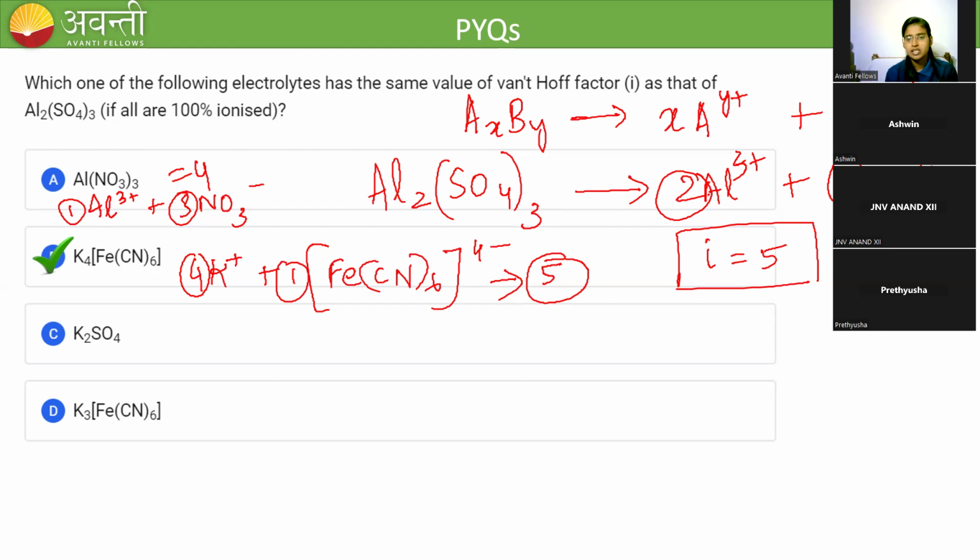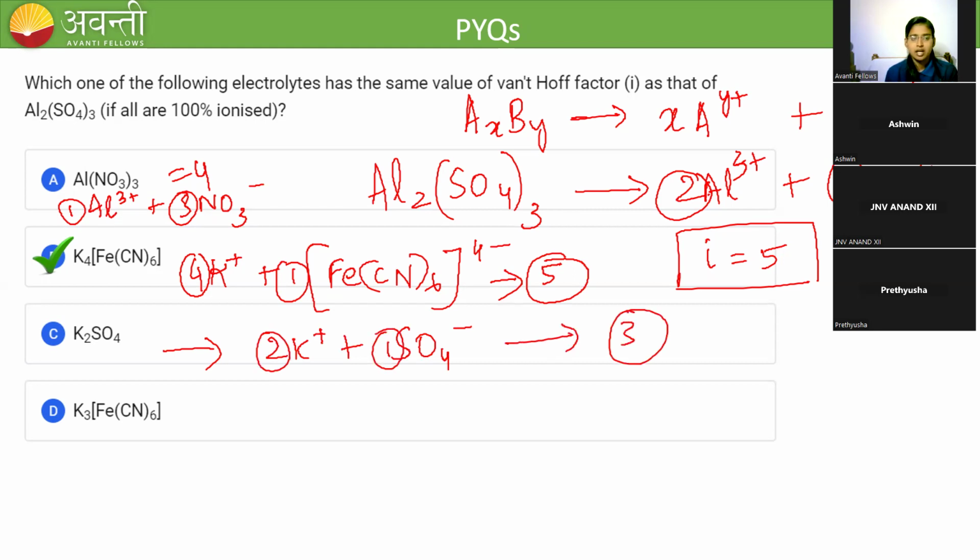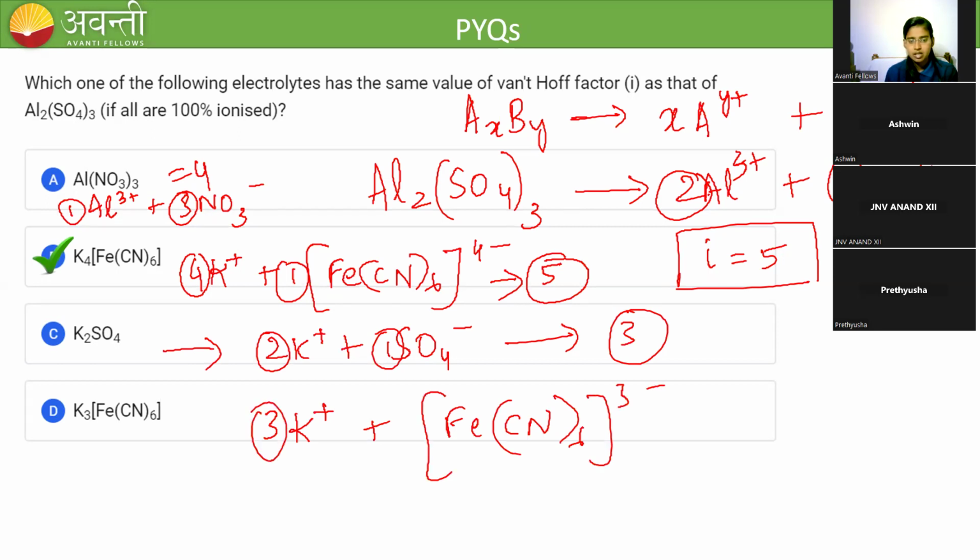So option B has the same value as that of Al2(SO4)3. And coming to K2SO4, it will be 2K+ and 1 SO4 2-. So it is 2 plus 1, so 3. And coming to option D, we have 3 potassium plus Fe(CN)6 3-. So it is 3 cations plus 1 anion. So the answer is coming out to be 4. So only option B has the i value as 5 as that of Al2(SO4)3. And that is the correct answer.